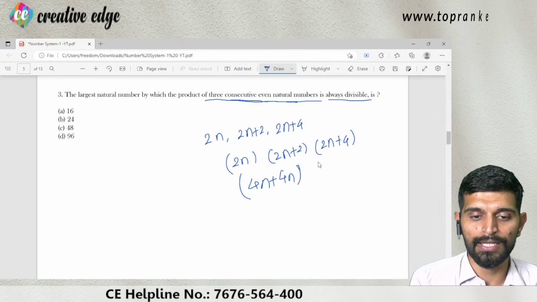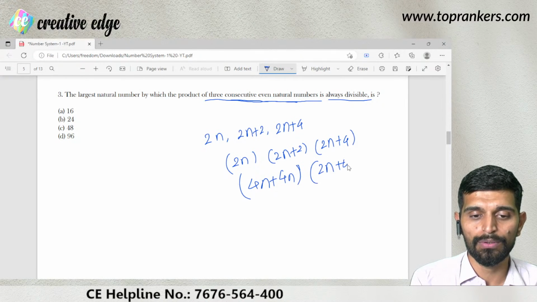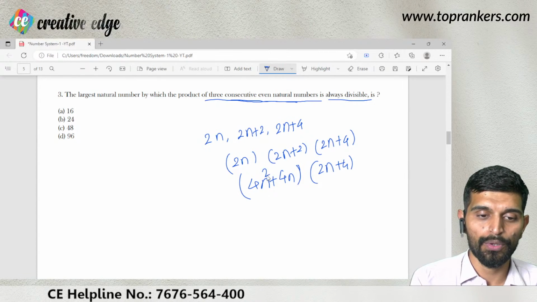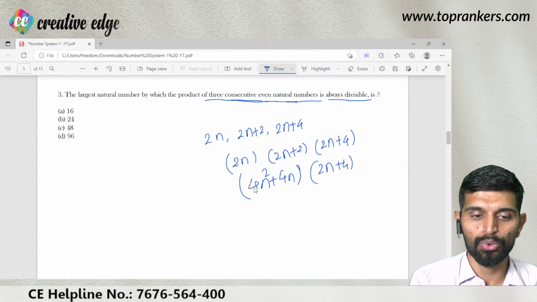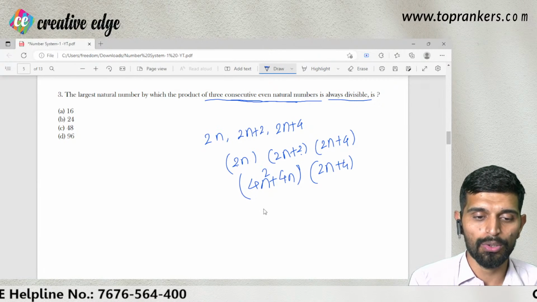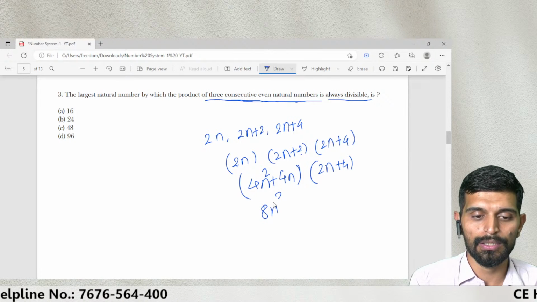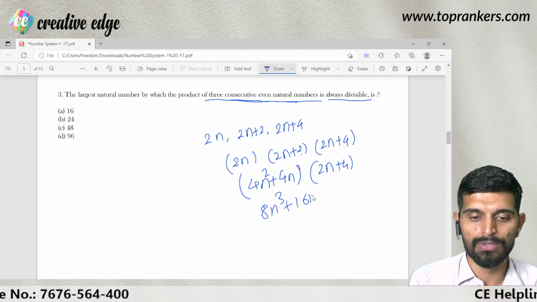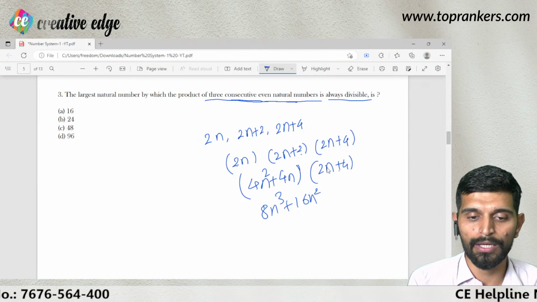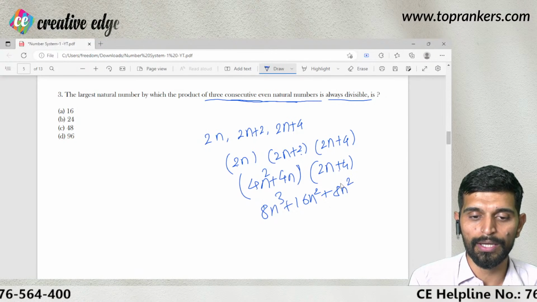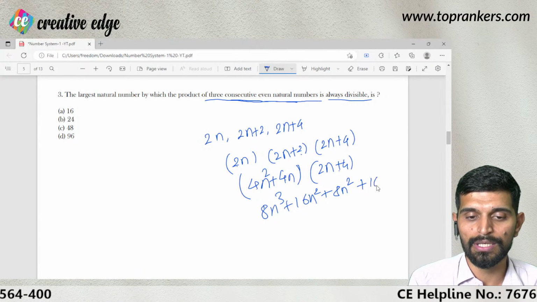Then let's multiply it with 2n plus 4. So this is 4n into 2n, 4n square, 2n into 2n, 4n square, 2n into 2 is 4n. Now 4n square into 2n is 8n cube, and 4n square into 4 is 16n square. Then 4n into 2n is 8n square, and 4 into 4 is 16n.